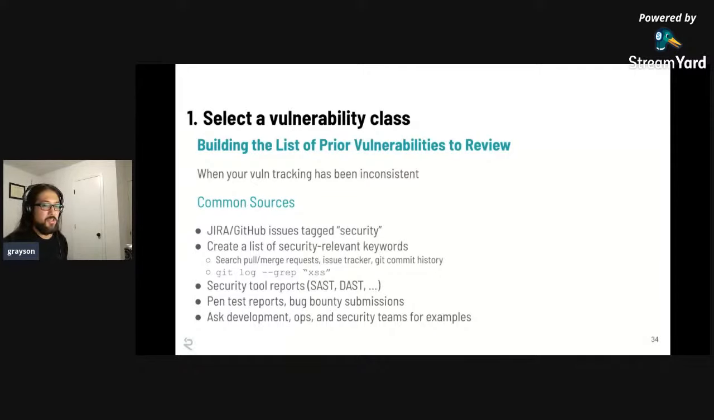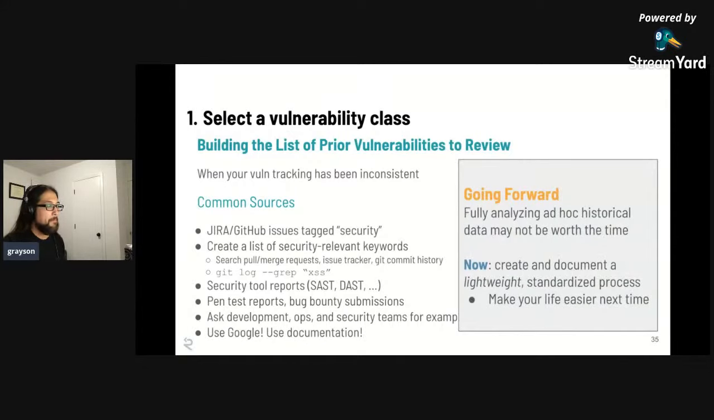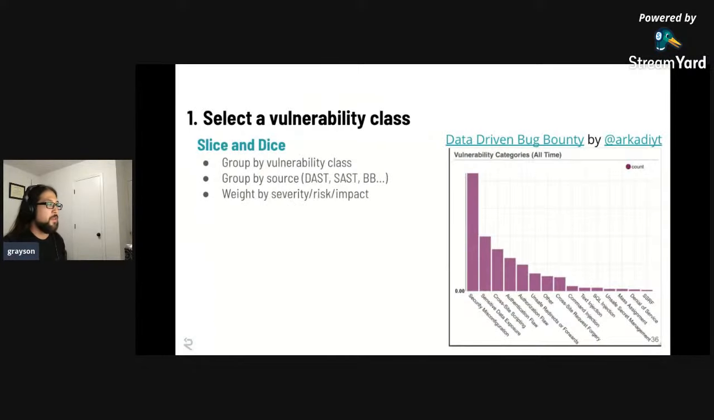Like you can ask your engineers, hey, what security issues are you worried about? You can ask your security people what they're worried about, ops people what they're worried about. They might have a pretty good impression of something that's concerning them. So yeah, if you haven't created a vulnerability tracking, if you do this using these scrappy sources, put it in a spreadsheet or something because it'll save you time later.